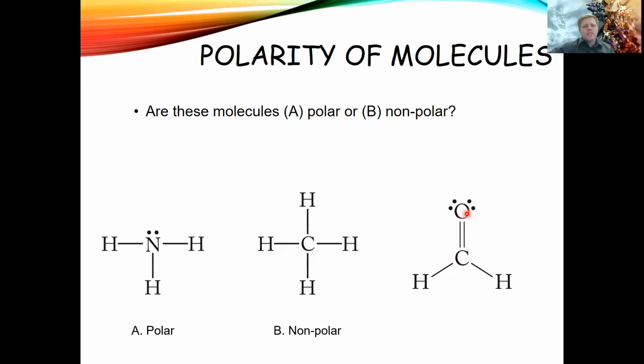All right, now we have COH2. Here we have a steric number of 3 for our central carbon, and it is going to be bonded to 1 electronegative atom and 2 not so electronegative atoms. And so this is going to have a dipole running from just down in between the hydrogens on up through the oxygen there. So this will be a polar molecule.